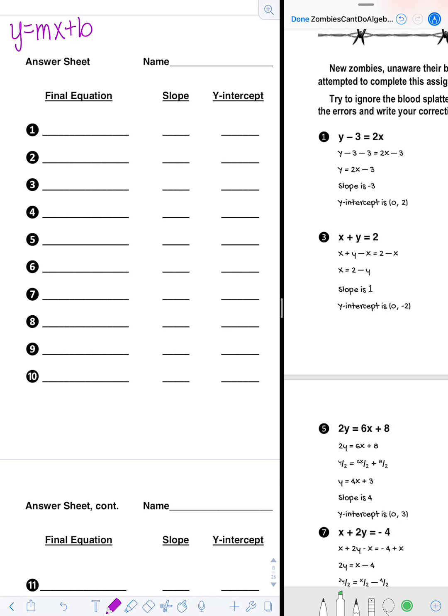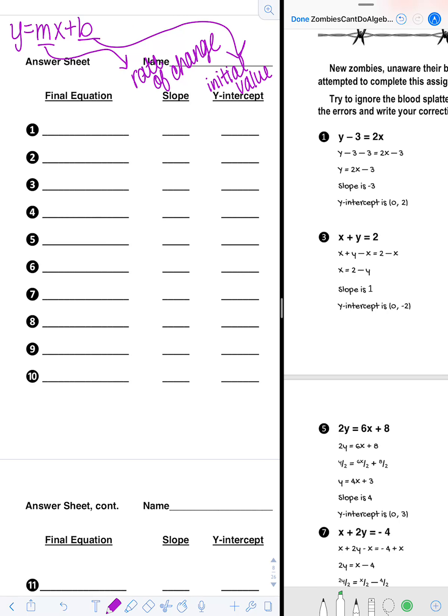Now this worksheet, you're going to notice they're using the word slope and y-intercept. And remember, slope is just the same thing as rate of change. And the y-intercept is the same thing as initial value. And we look at our equation, y equals mx plus b. M is where your rate of change goes, and b is where your initial value goes.